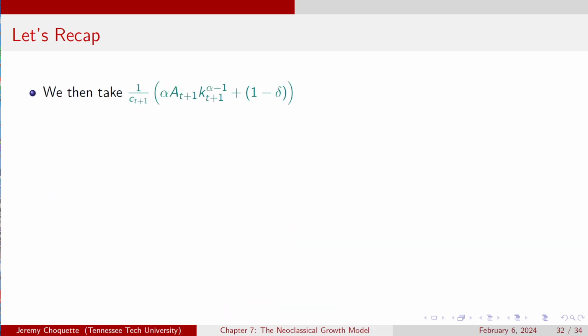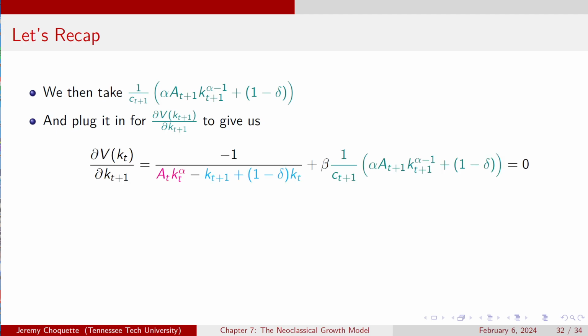And you take that and you plug it in for the partial of v of kt plus 1 with respect to kt plus 1, and that gives us this, where what is in teal was just substituted in, right? I try to keep this stuff color-coded so you can follow what I'm doing, because I don't have a whiteboard that I'm standing in front of, and I'm not getting any real-time feedback, so I'm trying to make sure it's as easy to follow as possible. But, yeah, so we get this right here.